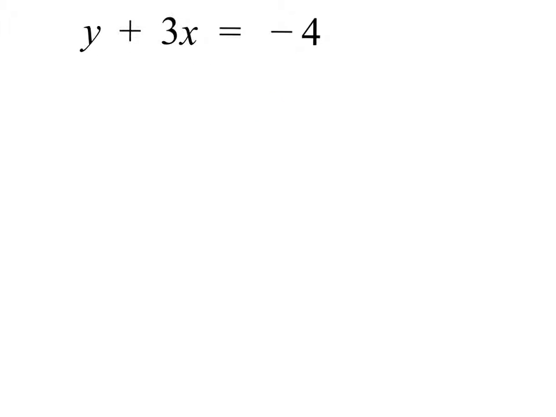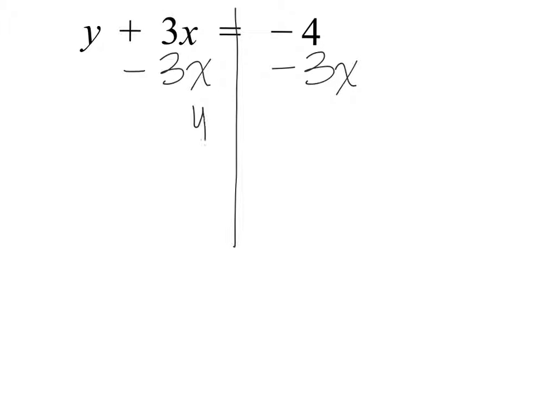Moving on to your second equation, it's a little bit more complex, but not a big deal. Again, the idea is that we want to get the y by itself. What are we going to do? We are going to subtract 3x from both sides. So on the left, I have y equals.